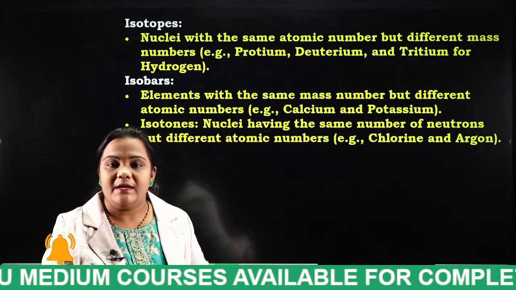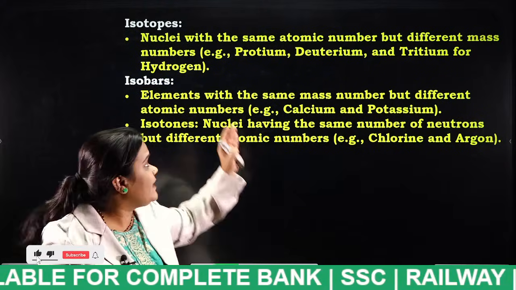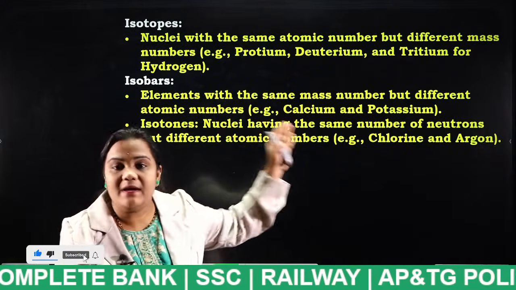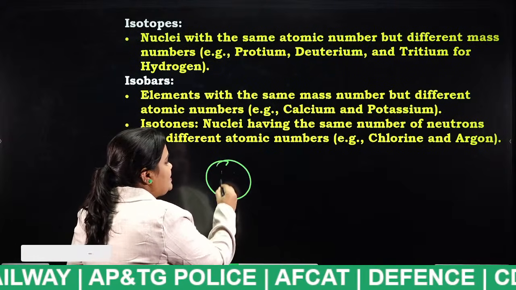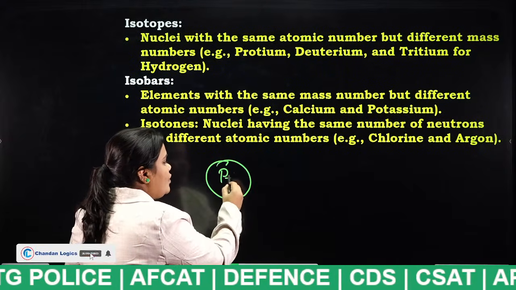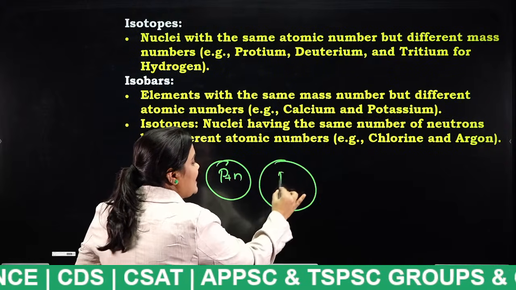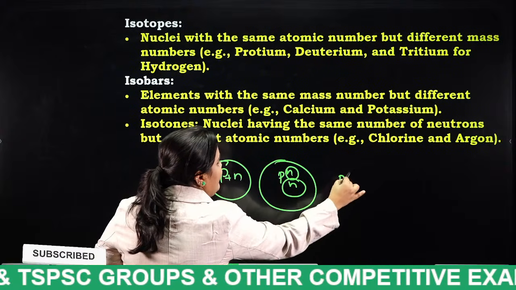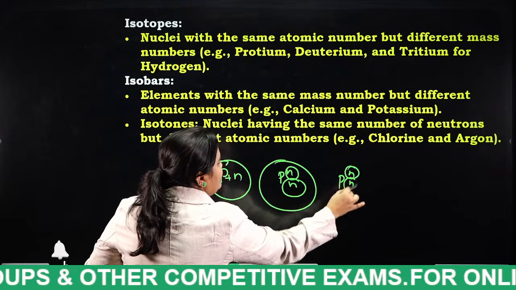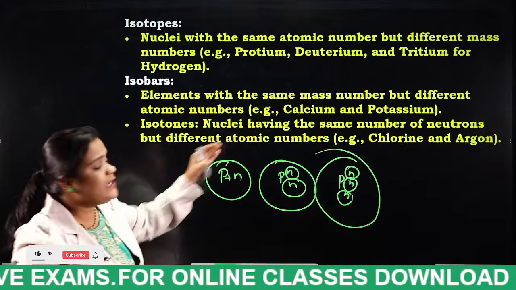For example, take hydrogen. Hydrogen has 3 types of isotopes. What are those? Protium, deuterium and tritium. So, how will the structure be, students? Protium consists of 1 proton plus 1 neutron, deuterium consists of 2 neutrons, and tritium consists of 3 neutrons. These are the structures of protium, deuterium and tritium.